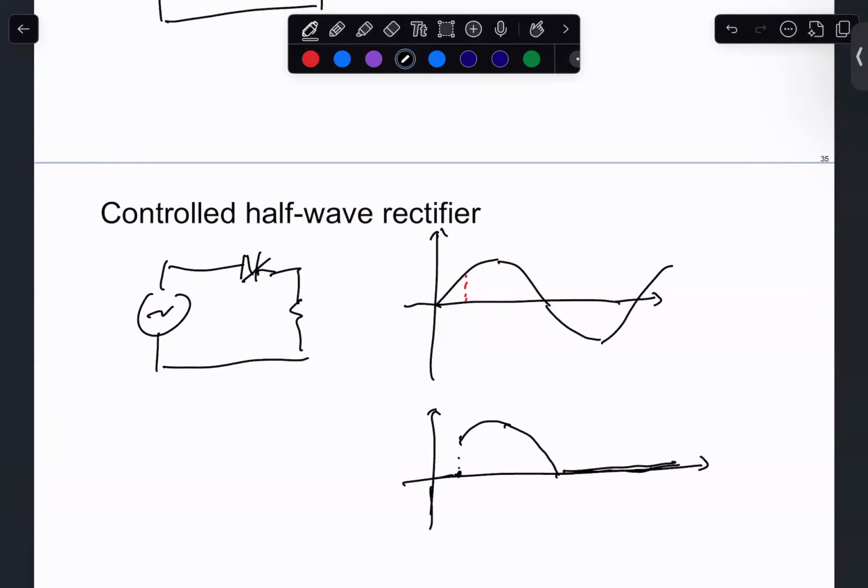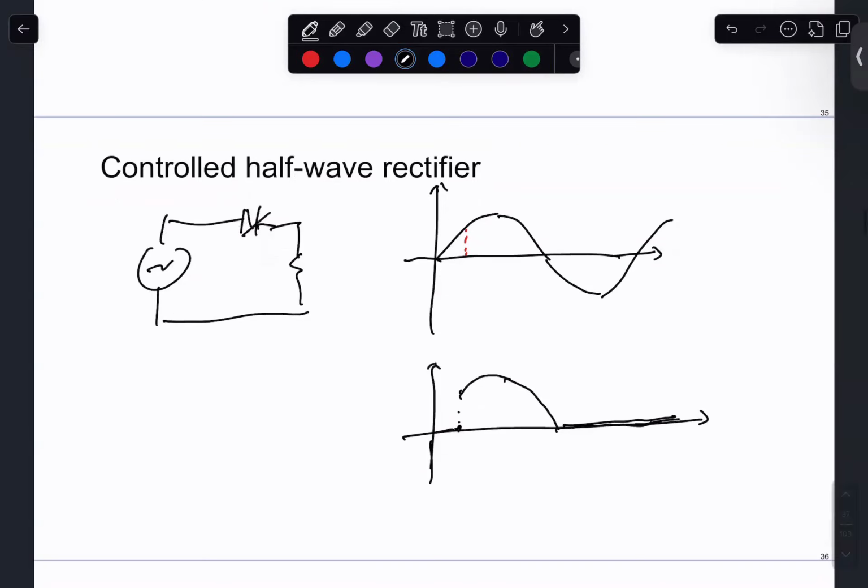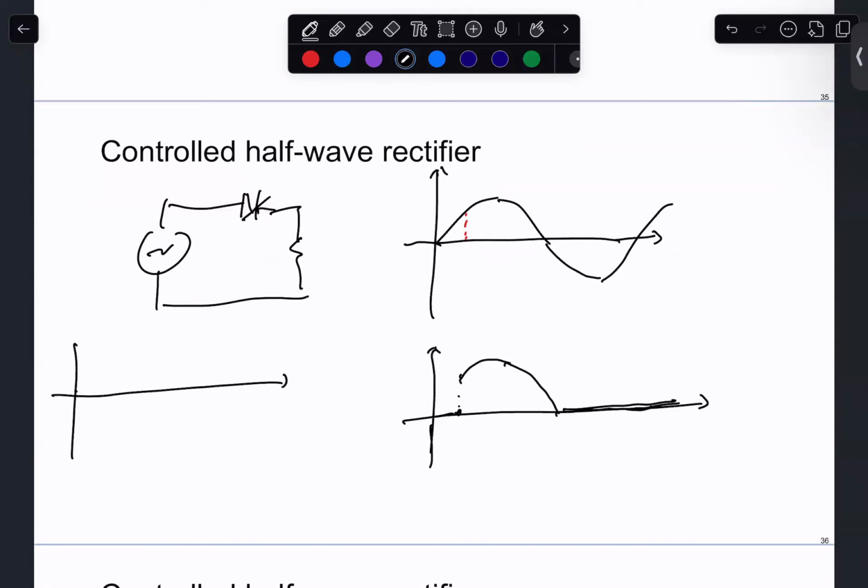So most times we apply this periodically. So this is Vs. We apply it here, we apply it here, and we get some load voltage like this. So it's a periodic output.